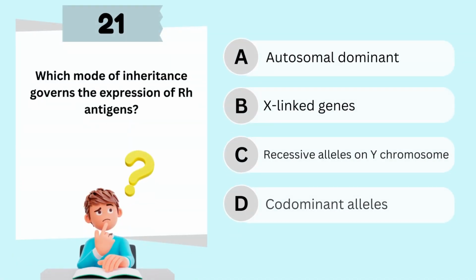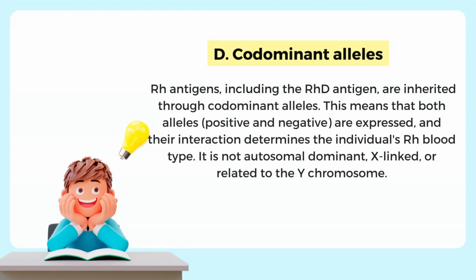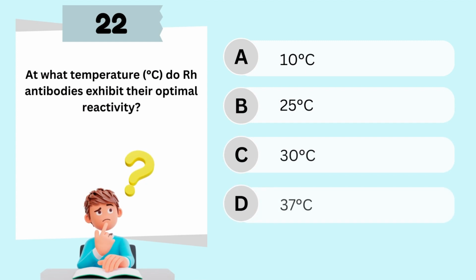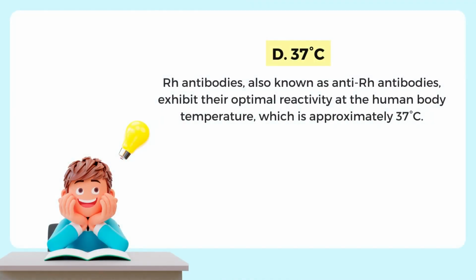Which mode of inheritance governs the expression of Rh antigens? The correct answer is D. Codominant alleles. At what temperature do Rh antibodies exhibit their optimal reactivity? The correct answer is D. 37 degrees Celsius.